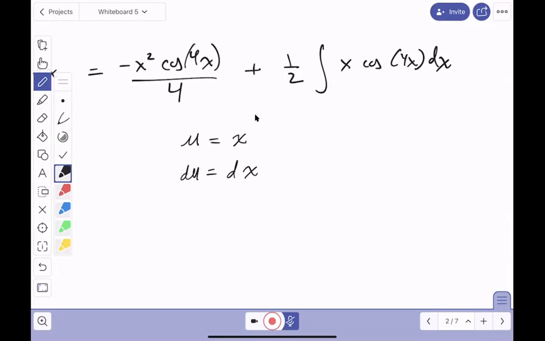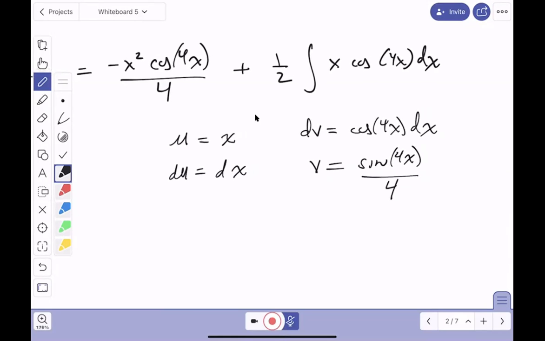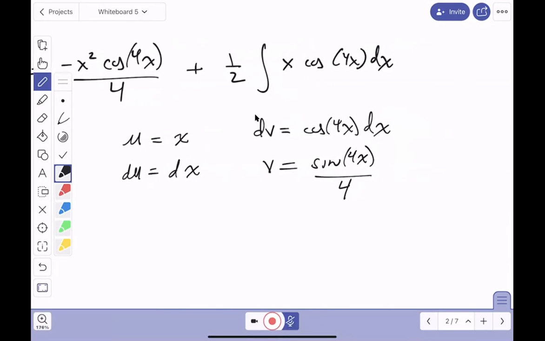Now, if I said u is equal to x, that forces me to say dv is equal to cosine 4x dx. And I've got to do an integration now. And again, it should be easy, right? So it's going to be sine of 4x over 4. Again, we have a key to look at later. All right, so let's write this down. So it's minus x squared cosine 4x over 4. Let's keep writing it down.